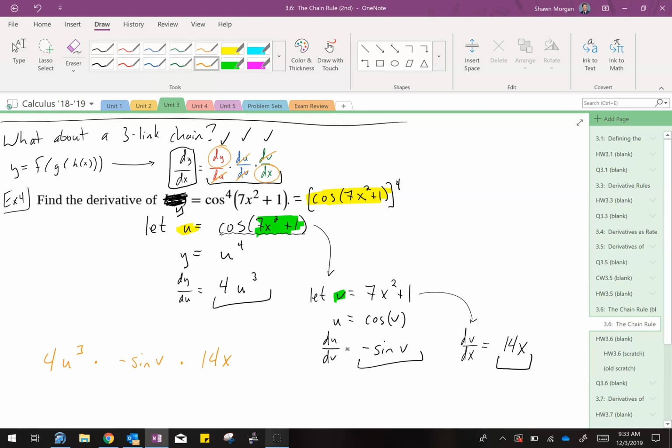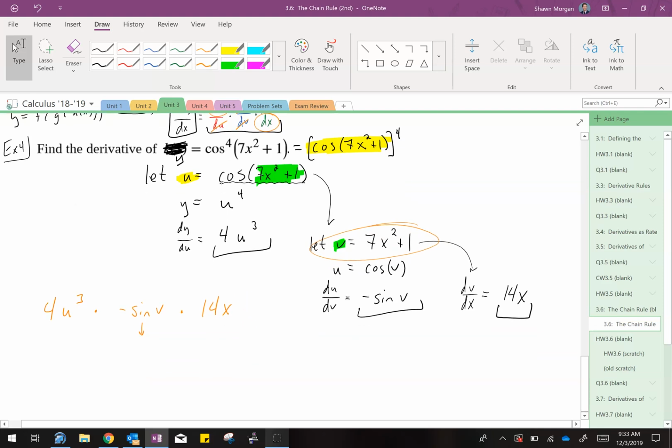Okay? So I'm good with the 14x because that obviously has x in it. What about sine of v, or negative sine of v? Could you rewrite negative sine of v in terms of x, knowing that v equals 7x squared plus 1? Substitute back in place of v. What are you going to get there? Negative sine of 7x squared plus 1. Good.